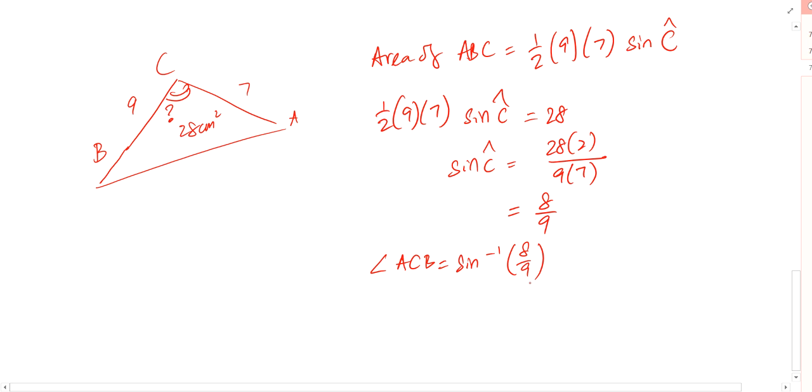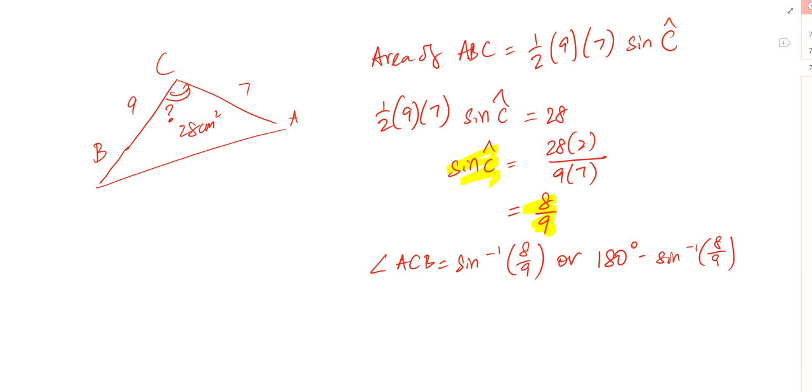That's all? Or, is there an or? 180 degrees minus sine inverse 8 over 9. Why are there two answers? Because sine C is positive. 8 over 9 is positive. Simply because sine C is positive, it means that there are two angles, two answers for C. Okay?